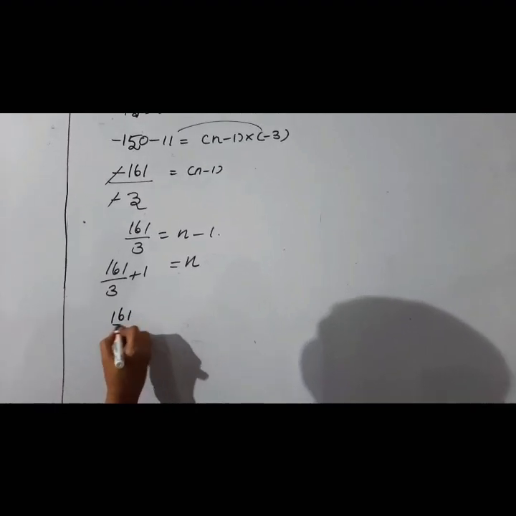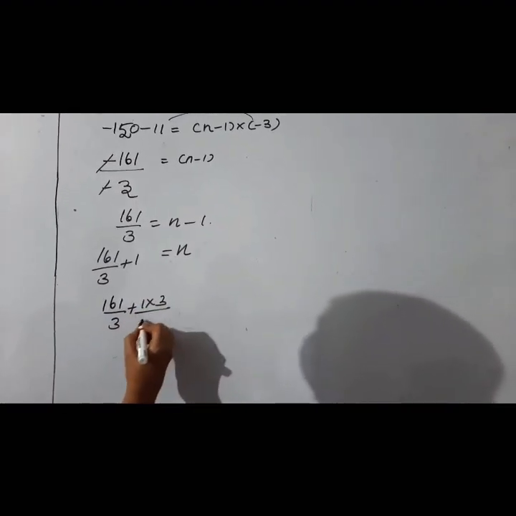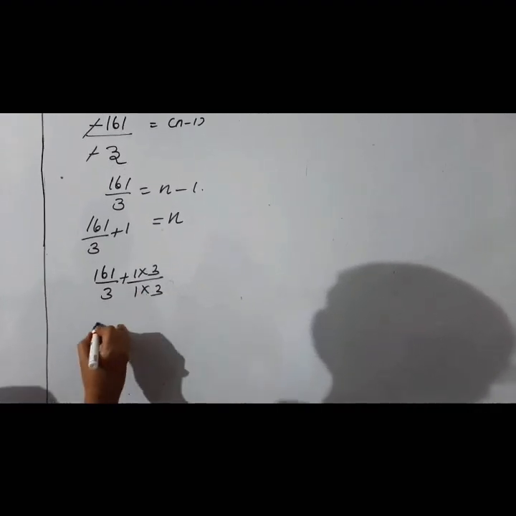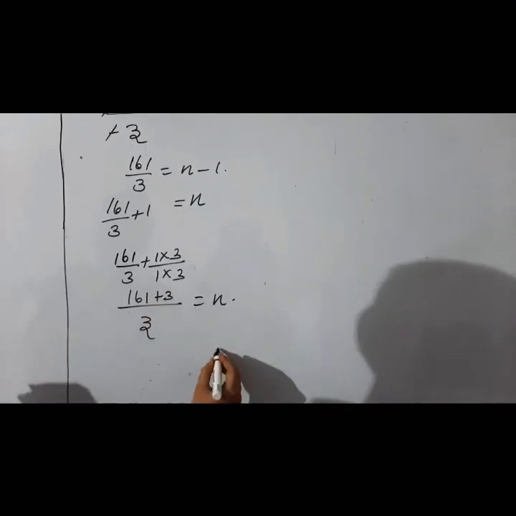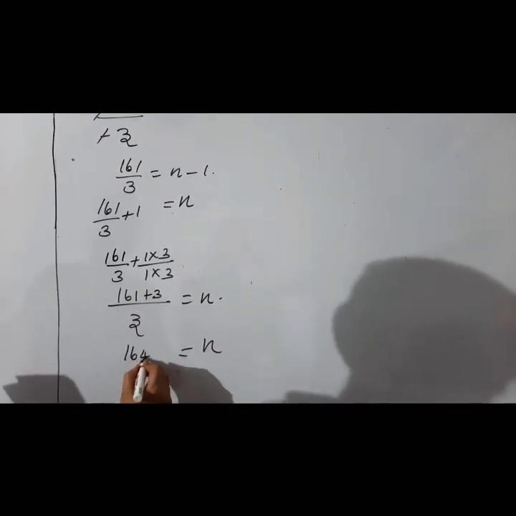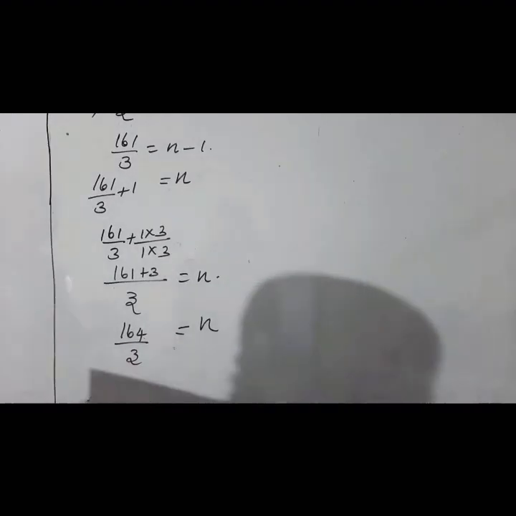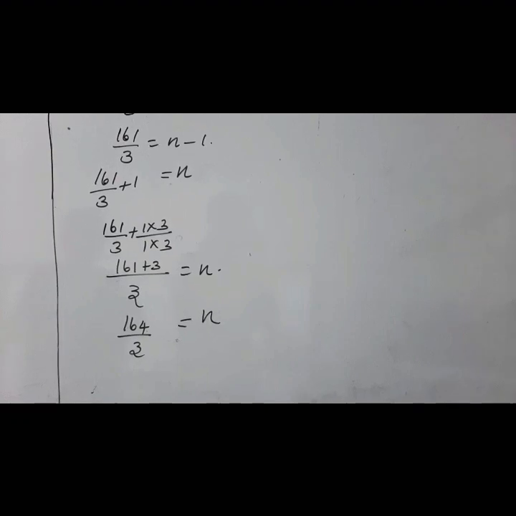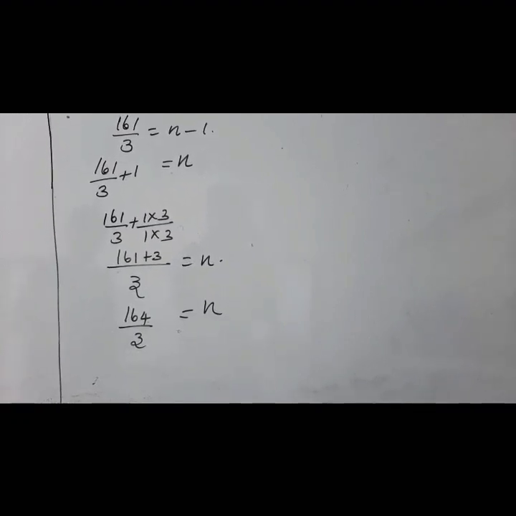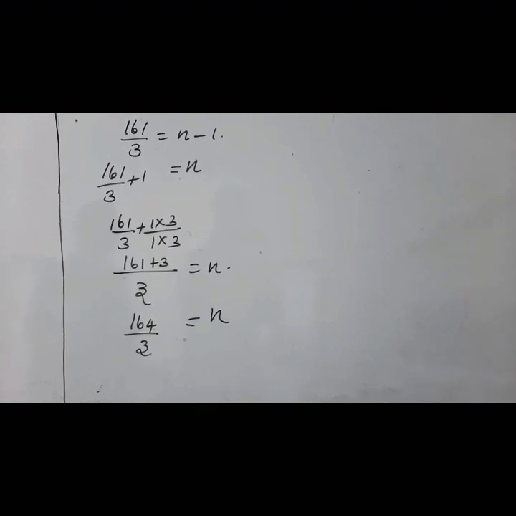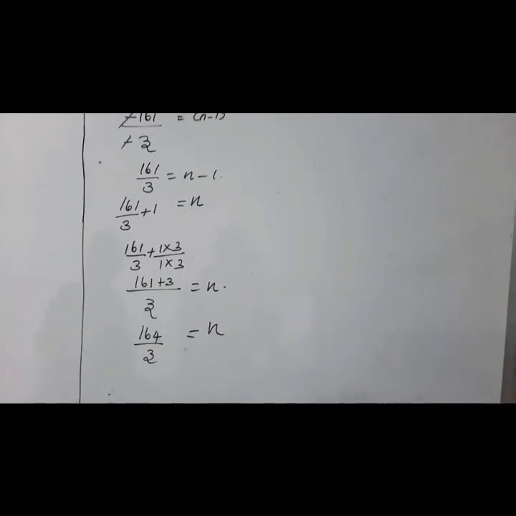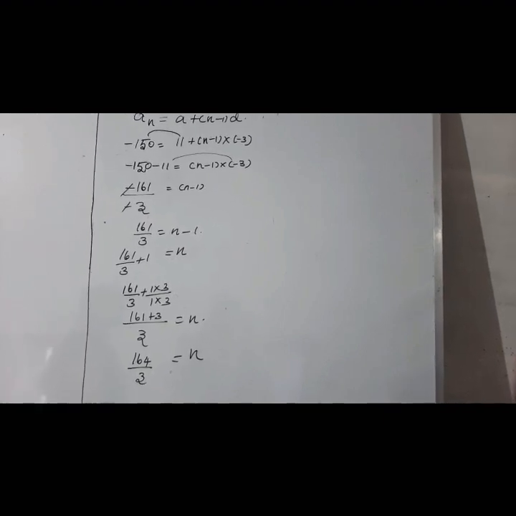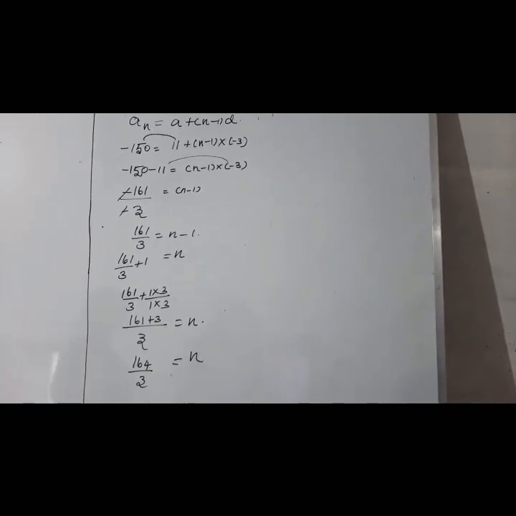If you take LCM and solve, what will you get? 161 plus 3 equal to n, into 3. So n value is 164 by 3. You are getting the value of n as a fraction. If you divide the fraction, you will be getting a decimal. I told you already, n will never take the value of a decimal or a fraction or a negative value. n will always be a positive whole number. So here it means that minus 150 is not a term of the given AP.